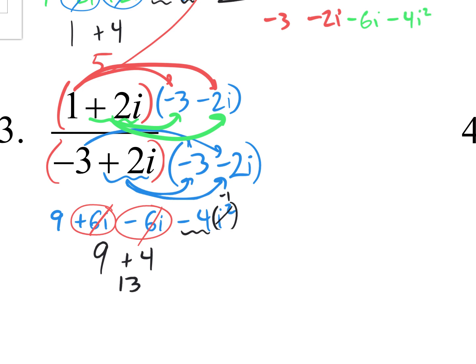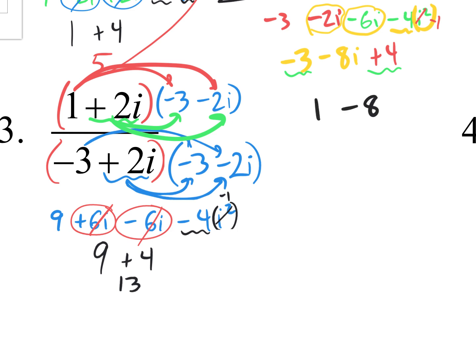Now, right here, the middle terms do not cancel out. Why not? Because we didn't multiply by its conjugate. These are just regular two binomials, so I need to actually combine those. -2i minus 6i is -8i. Bring down the -3 in the front. The -4 times that i squared, that's really a -1. So -4 times -1, that's +4. And we could still combine the -3 with the +4, and we're going to get a +1. So the real part is +1. The imaginary part is -8i.